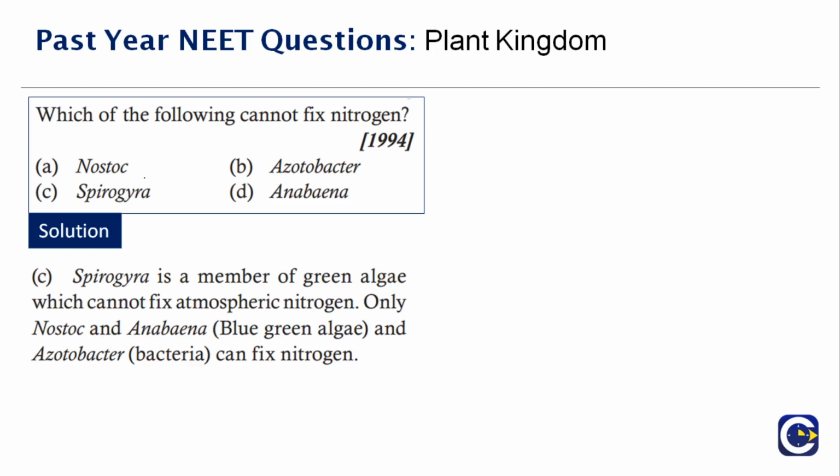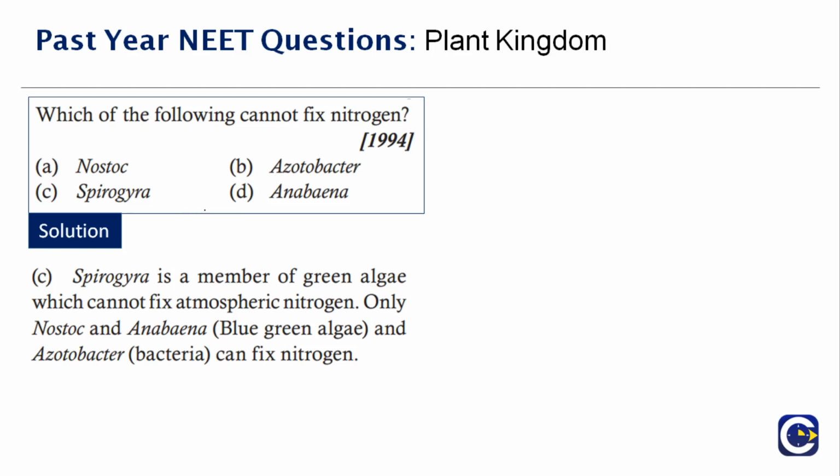Spirogyra, because Nostoc and Anabaena are blue-green algae, and the other name for blue-green algae is cyanobacteria. They belong to the prokaryotes. And Azotobacter is purely bacteria, and that can naturally fix nitrogen. The leftover one, Spirogyra, is a pure algae, and algae naturally do not have the capacity or the ability to fix nitrogen, and therefore the correct answer to this question is option C, Spirogyra.